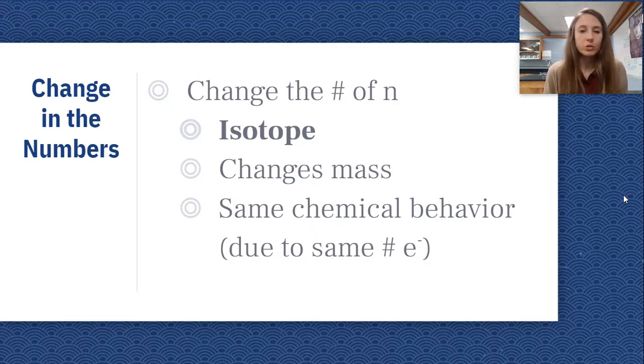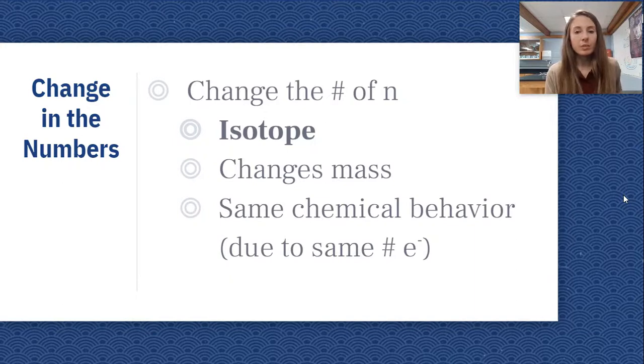And really what you're doing is you are just changing the mass of that atom. You are not changing anything about the chemical behavior of that atom because the chemical behavior is based on the number of electrons, which we are not changing at all to form isotopes.